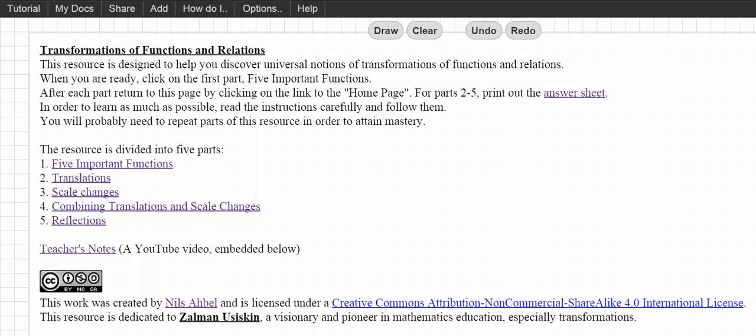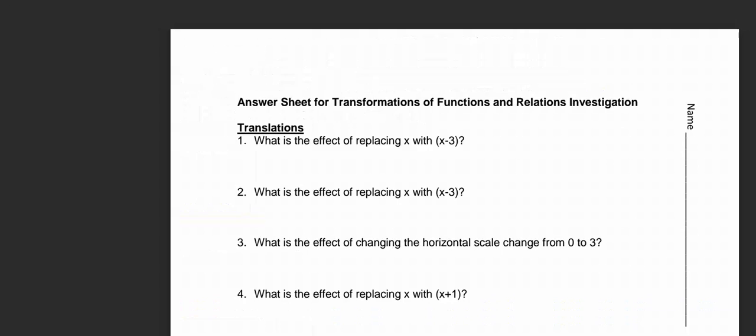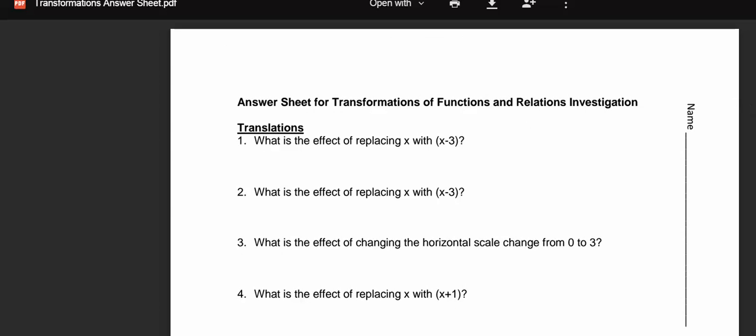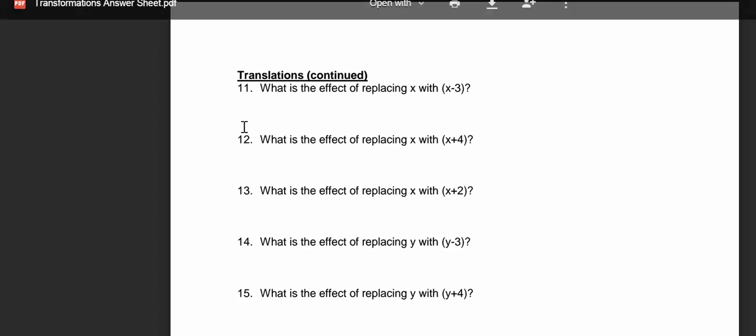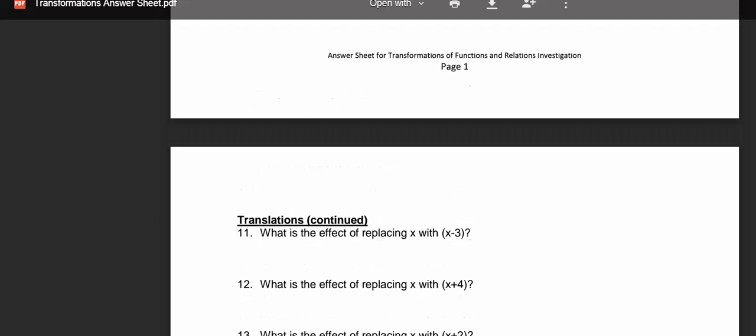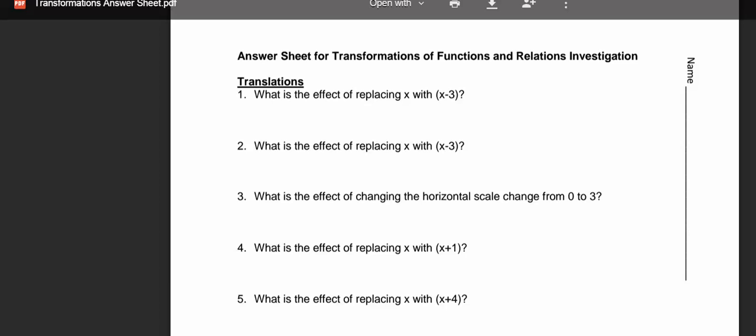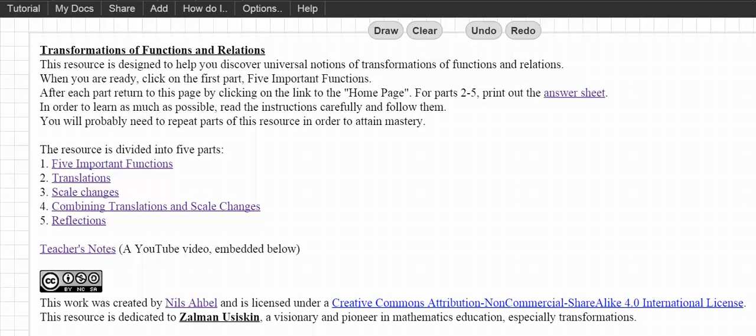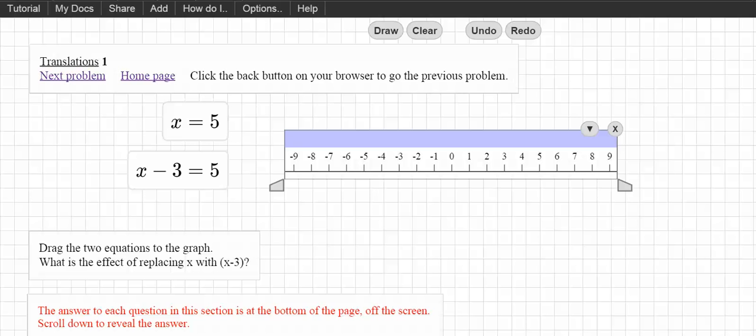Once students have learned some important characteristics about 5 functions, they can then go through parts 2, 3, 4, and 5 of this resource. Before they do that, they should click on this answer sheet here, which will bring up a PDF. They should print it out and write out the answers. In my opinion, it's quite important that they write out the answers. So let's take a look at translations.